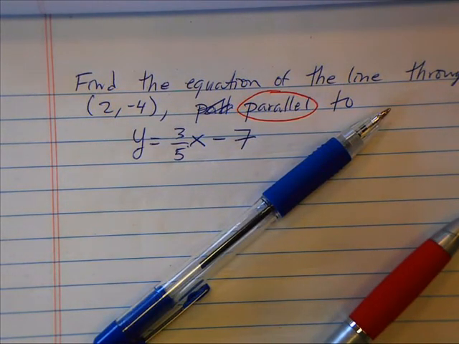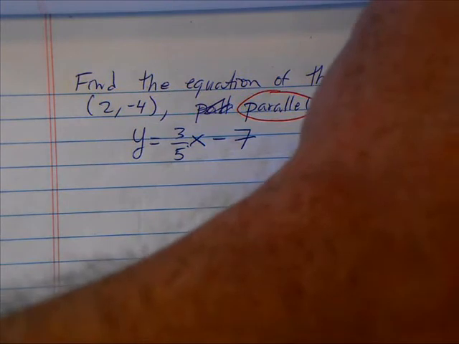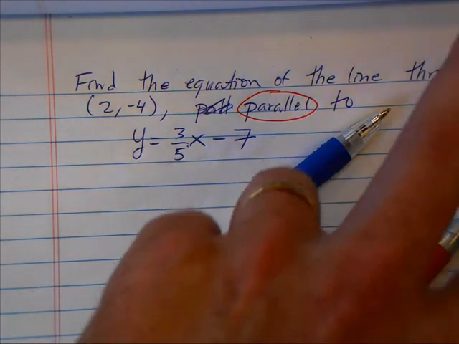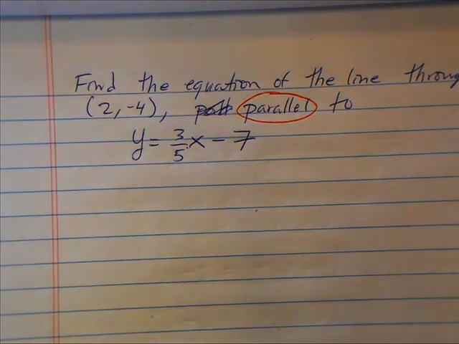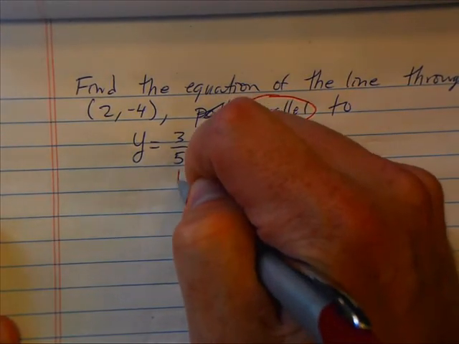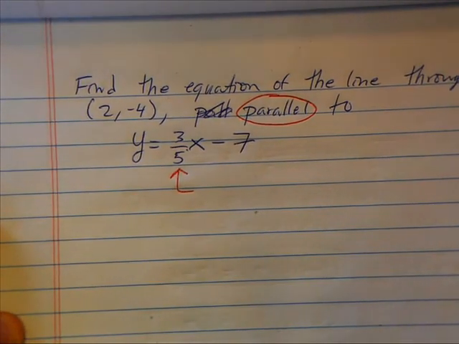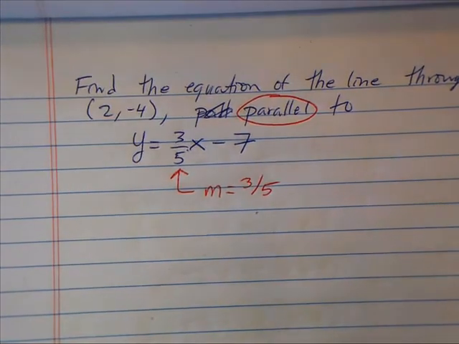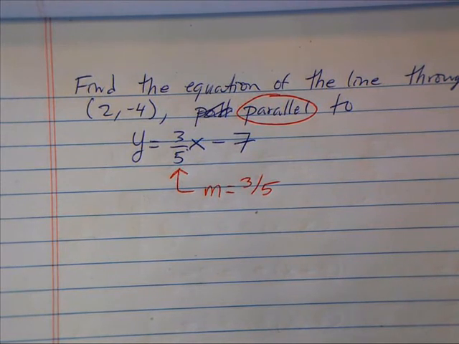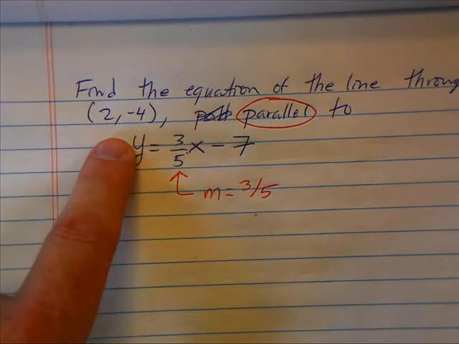But what I think of is they're both increasing, and they both have the same steepness. Slope tells us increasing and decreasing. It tells us steepness. If two lines are parallel, they have the same direction and the same steepness, which means their slope has to be the same. So this problem looked a lot harder than it was. What's the slope of this line? Slope is 3/5. So I really didn't have to do much work at all. Now I have a point.